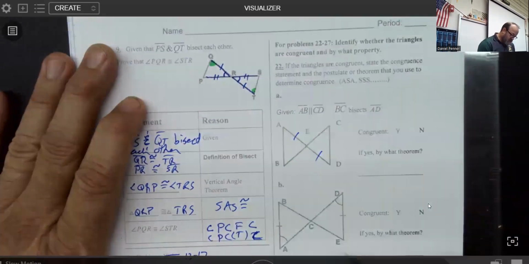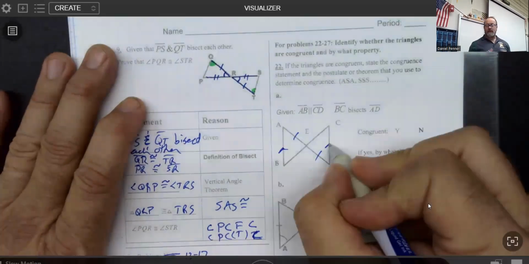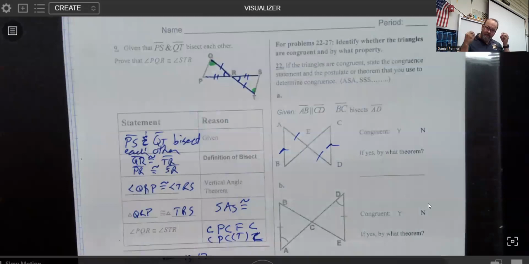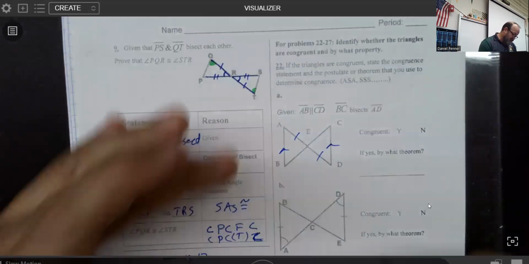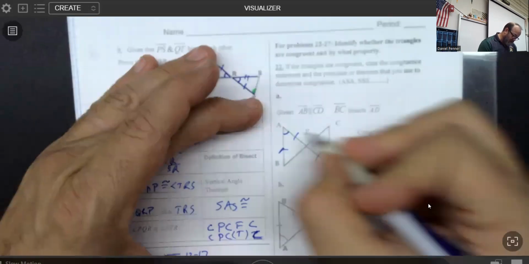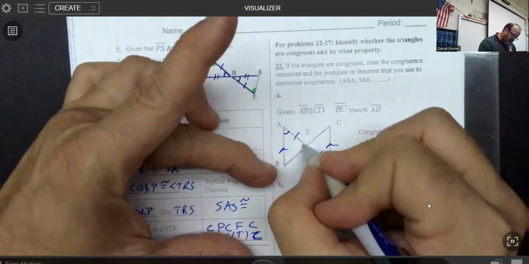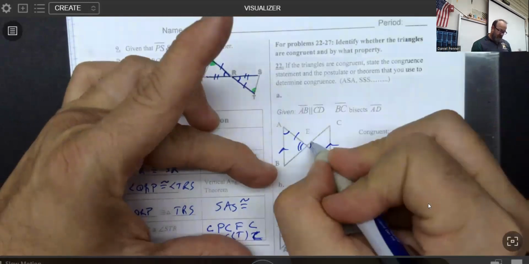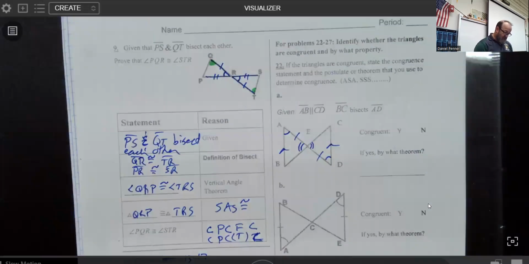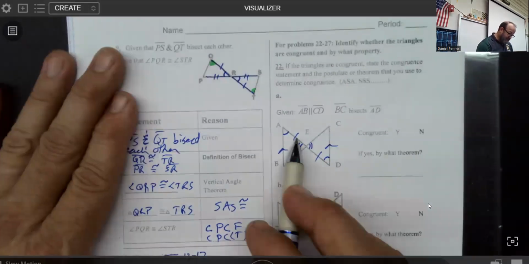But it also told me these guys are parallel. Now notice that I'm taking the information and I'm putting it on the diagram. Now we have a couple of things that we could say, and one of those things that I could do is I could use alternate interiors because these lines are parallel, and I also could add a little bit of vertical angles. So what I have now is an ASA.